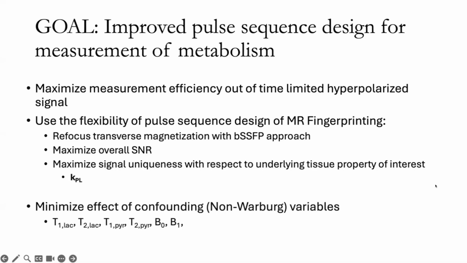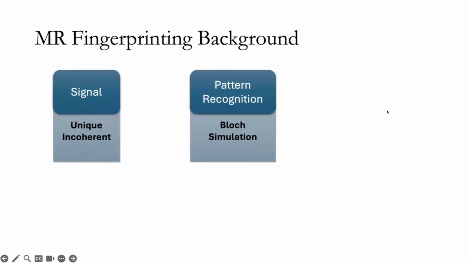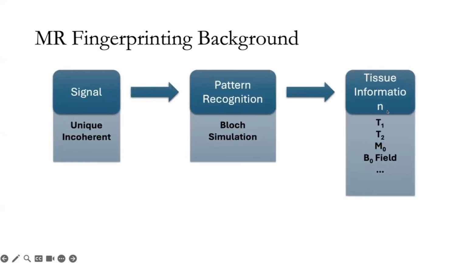And at the same time, because we're using a less validated, potentially more confounded whole-sequence approach, we do have to worry about all of these other potential variables in the signal model, specifically the T1s and T2s of our metabolites, the B0 and the B1, and other potential things that I won't get into in so much detail now. But for now, I'll just start with a basic fingerprinting background.